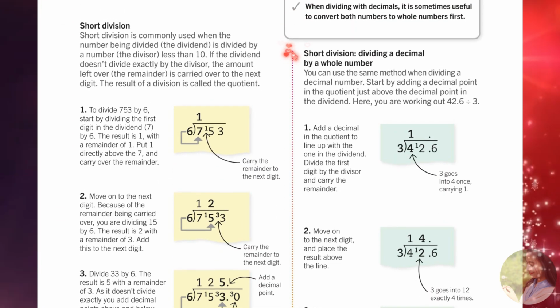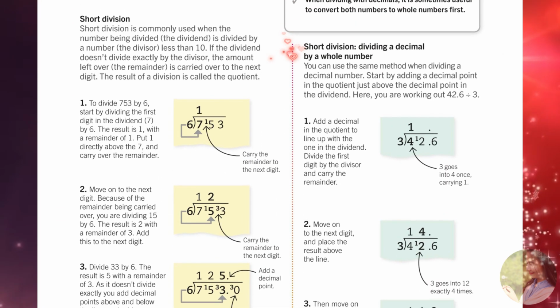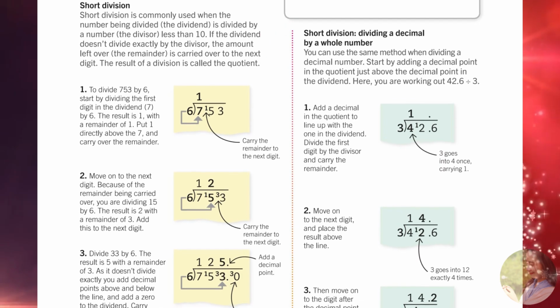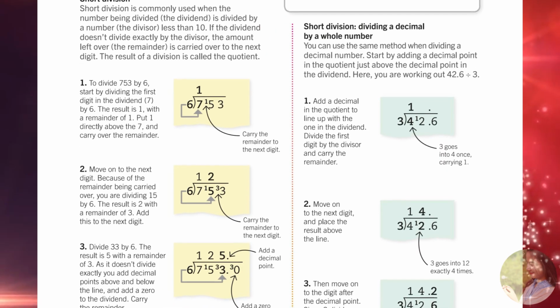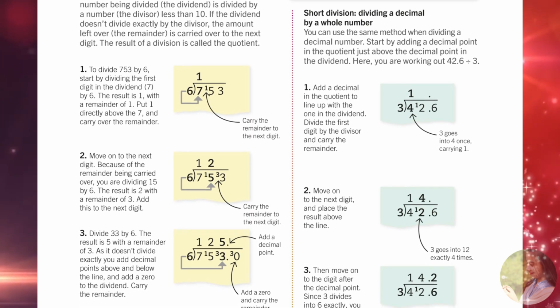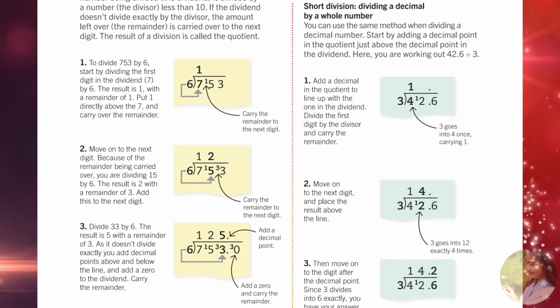Short division: dividing a decimal by a whole number. You can use the same method when dividing a decimal number. Start by adding a decimal point in the quotient just above the decimal point in the dividend. Here you are working out 42.6 divided by 3.